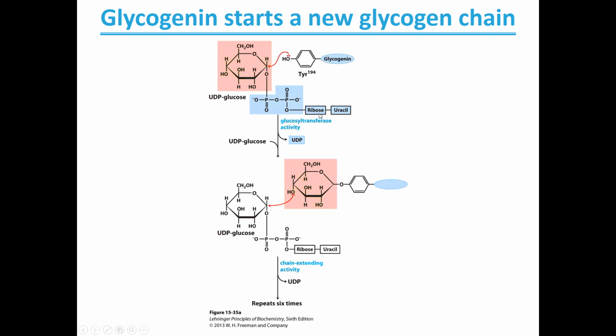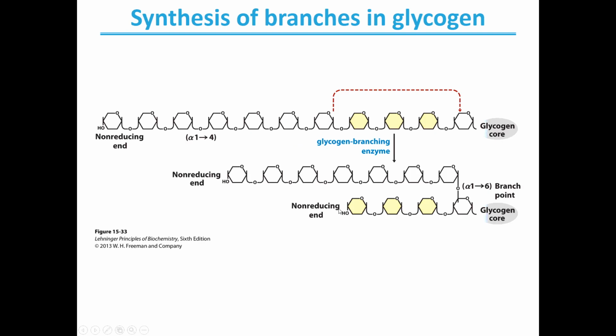So you can see the UDP is released out and that single glucose monomer binds to glycogenin. This is going to continue until we get about 20 to 30 glucose monomers out from glycogenin, and then the glycogen synthase can actually remove that glycogenin core and keep going. We have a branching enzyme that adds those alpha-1,6 linkages.